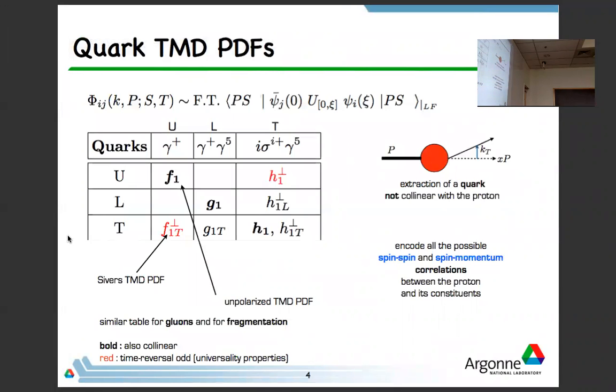All right. So, as I was saying, these functions encode all the possible spin and momentum correlations for partons. They're quite interesting objects. I'm going to focus on f1 for quarks here. Also, I would say something about the gluon TMDPDF and the unpolarized TMD fragmentation function. I will leave all the other functions to Elena, she's going to talk about polarized TMDPDFs.